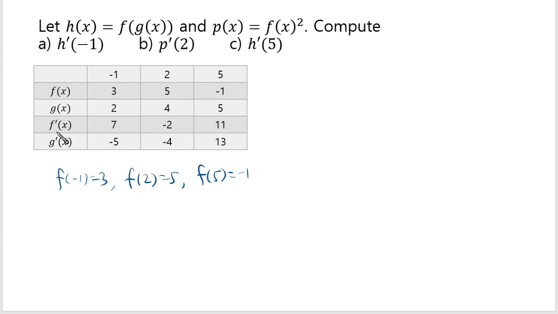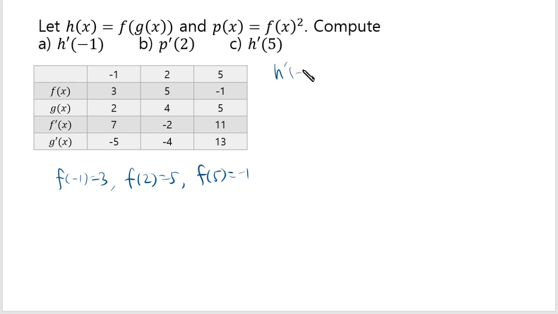Okay, so let's say we're given this table, and the question here is, if h of x is the composition of f and g, and p of x is f of x squared, compute these things: h prime of -1, p prime of 2, and h prime of 5. Alright, so let's try this.